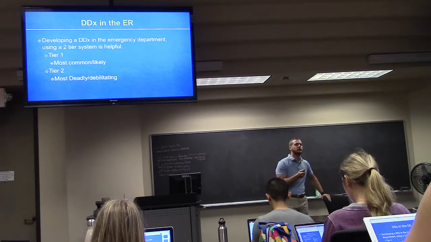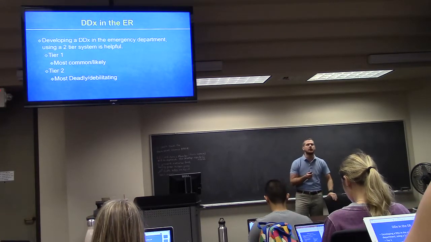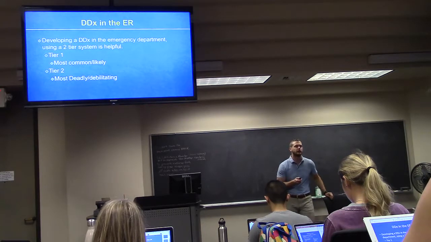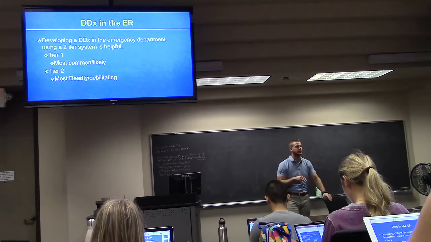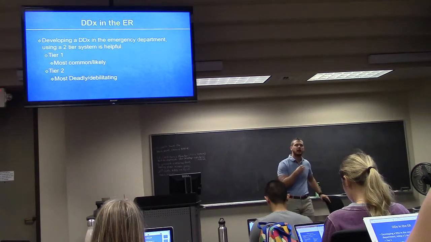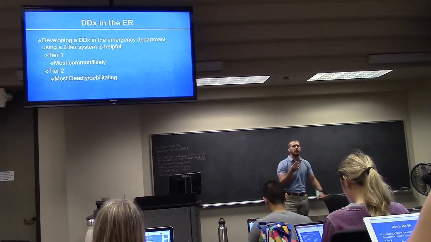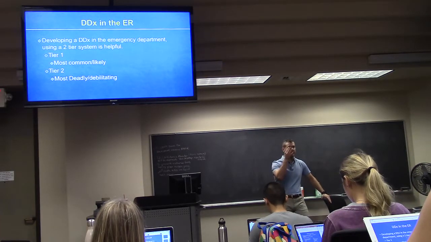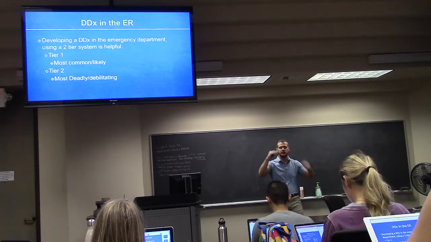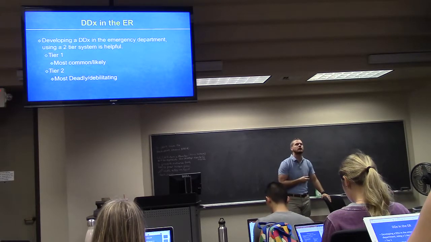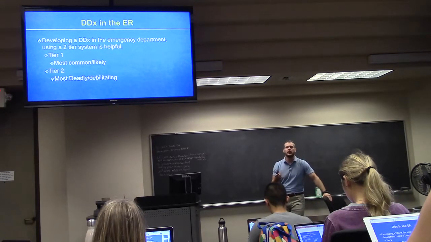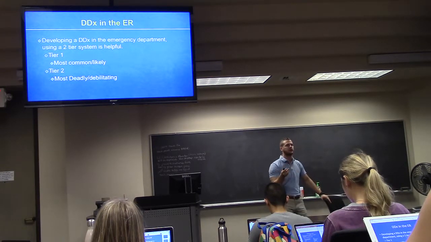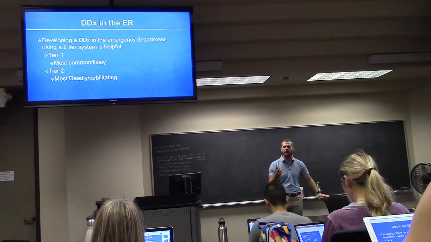I like to use a two-tiered diagnostic approach in the emergency department for developing my differential diagnosis. Tier 1 is most common, most likely, and Tier 2 is most deadly, most debilitating. They're not building upon each other, they're side by side, so they're of equal importance. Whenever I walk into a room, my first thoughts are Tier 2, most deadly, most debilitating. What is going to cause this patient to die or suffer some irreparable harm that they're not going to be able to come back from?